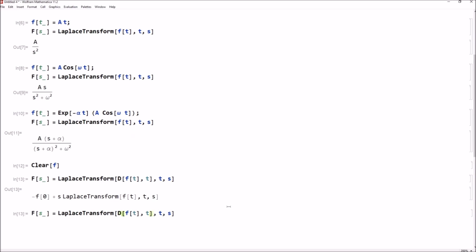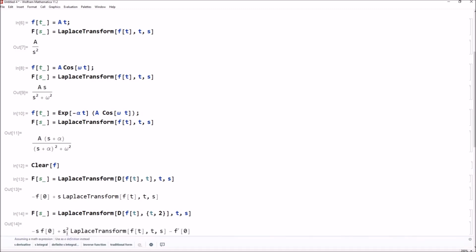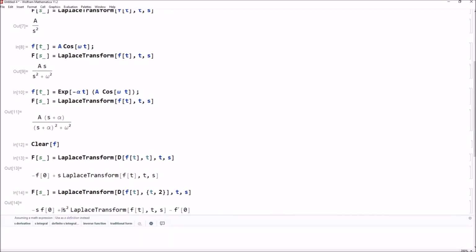Let's do f prime prime. So I want to take the derivative of f with respect to t twice, right? That's how I do that. So again, the thing I'm highlighting right here, this is f double prime, or f dot dot, however you want to think about it. And again, you shift enter this thing, and here we go. Here's the differentiation theorem we just derived. You get s squared f sub s minus f prime 0, so here's the initial velocity, minus s times the initial position.